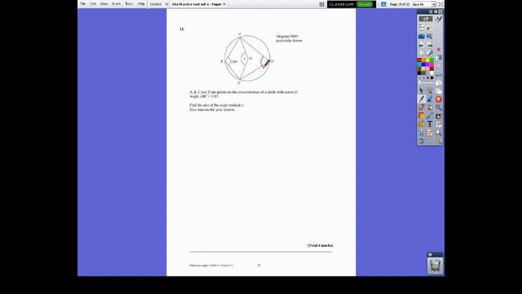ABCD is a cyclic quadrilateral, and opposite angles in a cyclic quadrilateral add up to 180. If we do 180 take away 116, we know that ADC is 64. I'm going to mark that on our diagram as well. If ADC is 64, then X will be 2 lots of 64, which is 128 degrees.